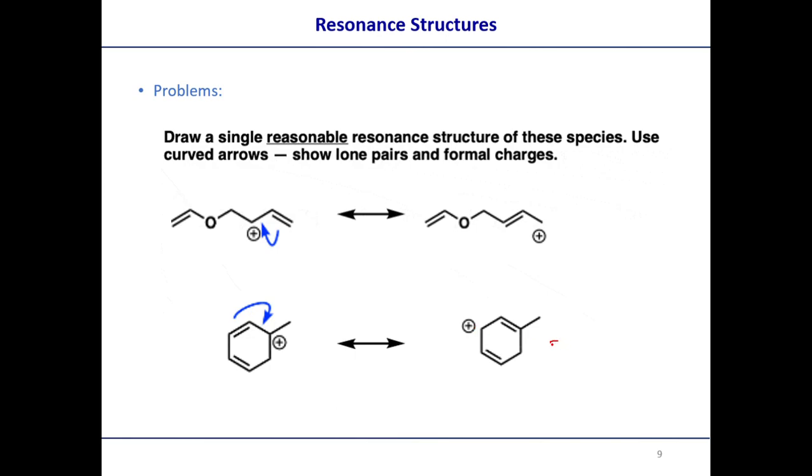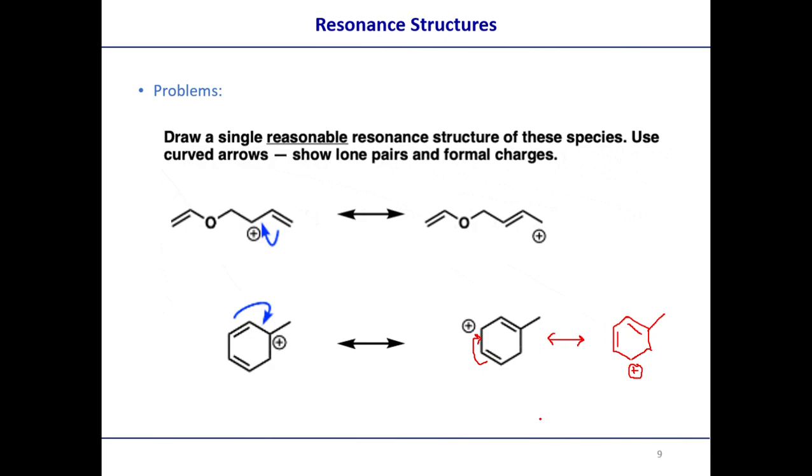Similarly, another possibility is there. What is the other possibility? You can further move this positive charge. Yes, you can. Here we have a double bond, here we have the positive charge. So this double bond will move here and the positive charge will be generated over here. This is another resonance structure.